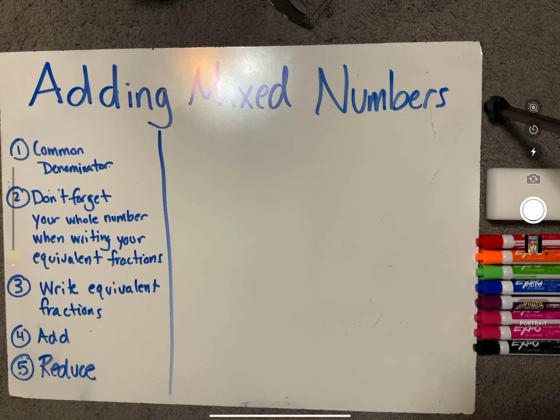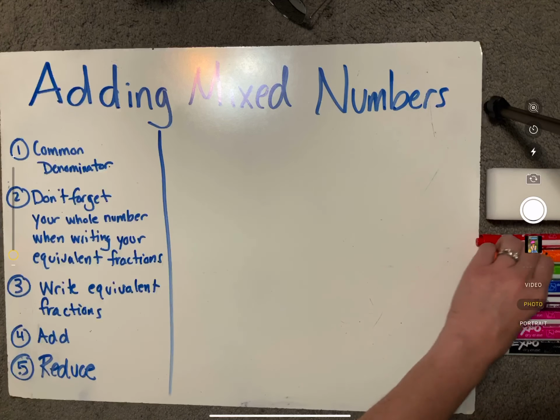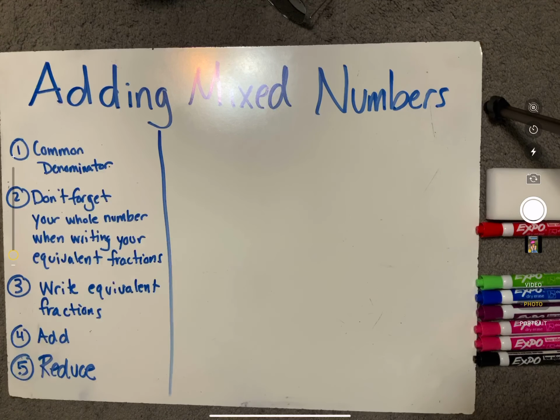Okay guys, we're going to talk about adding mixed numbers again, just to go over this concept and give you a couple more examples. Our five main steps are our normal four steps plus an extra one we don't want to forget. First, find the common denominator. Don't forget to write your whole number when you write your equivalent fractions, because that will help you in your final answer. Then write your equivalent fractions, then add, and then reduce.